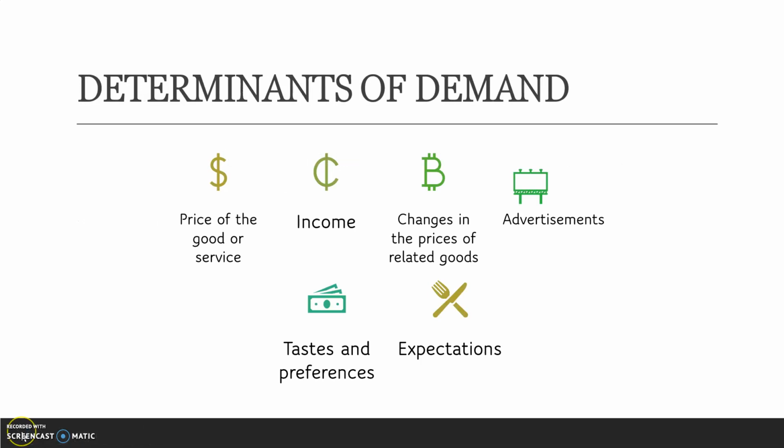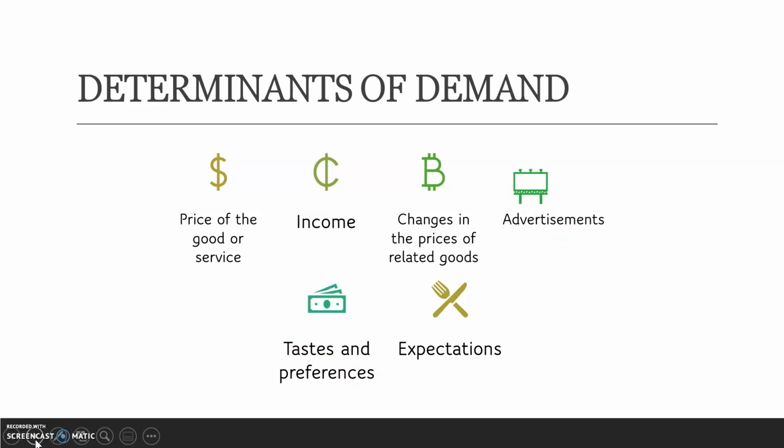Now, what are some of these factors that could cause the demand curve to shift? These are some of the factors here. These are general determinants of demand, and we notice that price is here, but we know that price causes a movement along the demand curve. So everything else to the right of price could cause the demand curve to shift.